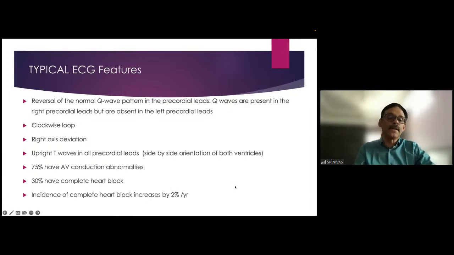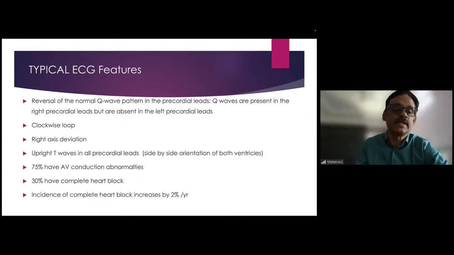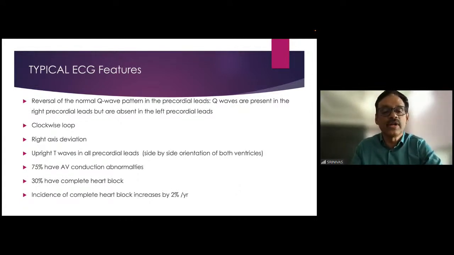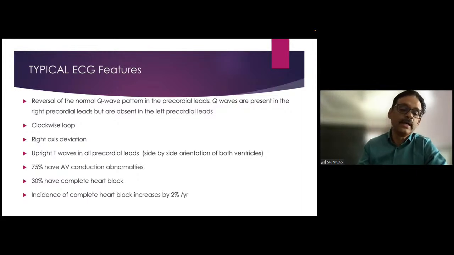And then there are upright T waves in all precordial leads, which is related to the side-by-side orientation of both ventricles due to the vertical orientation of the interventricular septum. Around 75% of patients can have varying degrees of AV conduction abnormalities. 30% of patients can have complete heart block, and the incidence of complete heart block increases by 2% annually.